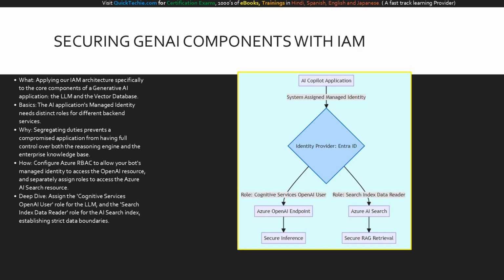Let's apply this architecture directly to the core components of a generative AI application. What does this look like? We must securely bind our application to both the large language model and the vector search database.